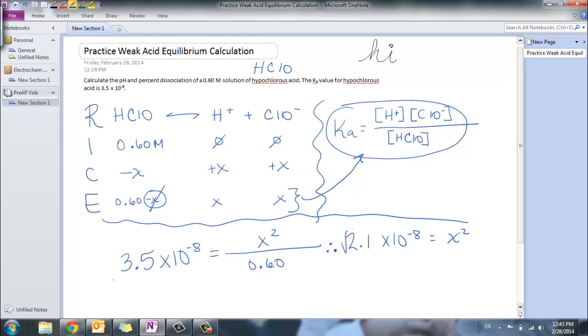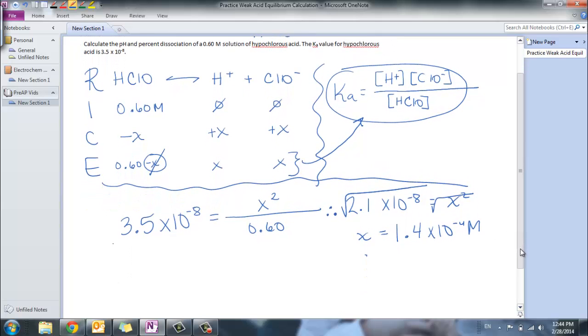So to solve for X, we need to square root both sides. And we get that X equals 1.4 times 10 to the negative 4 molar. Now we need to go back and make sure we actually answer the questions. It did not say solve for X. So the problem actually said calculate the pH.